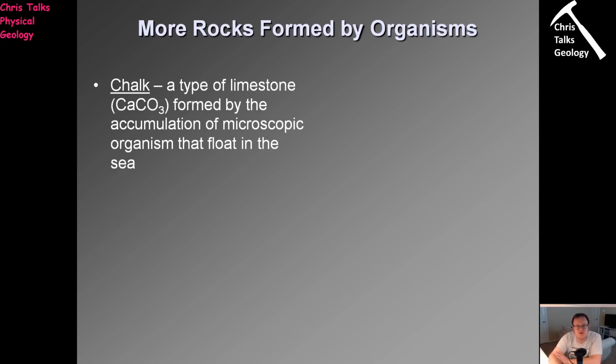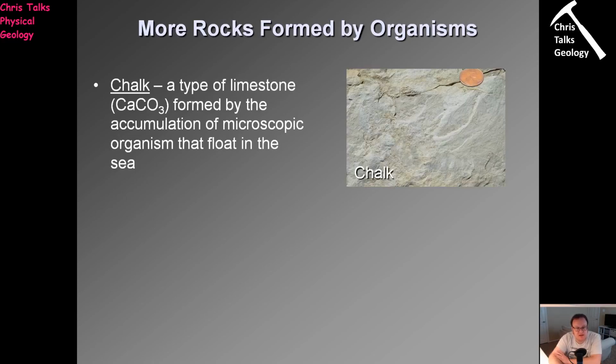So what other types of rocks are formed by organisms? Well, the obvious one is chalk. So chalk is technically a type of limestone. It's calcium carbonate. And chalk, though, is formed by the accumulation of microscopic organisms, very, very small animals that float around freely in the ocean.